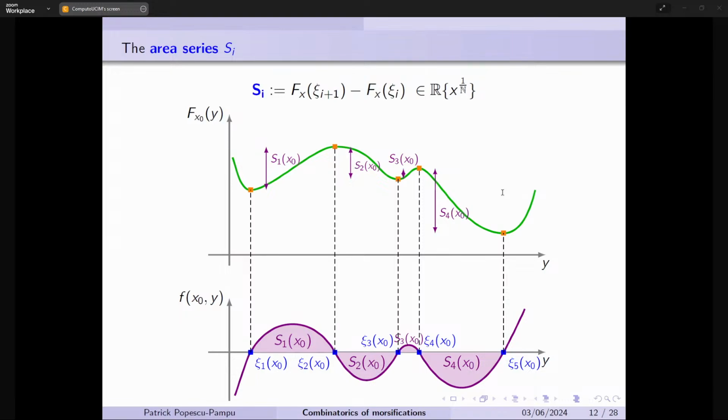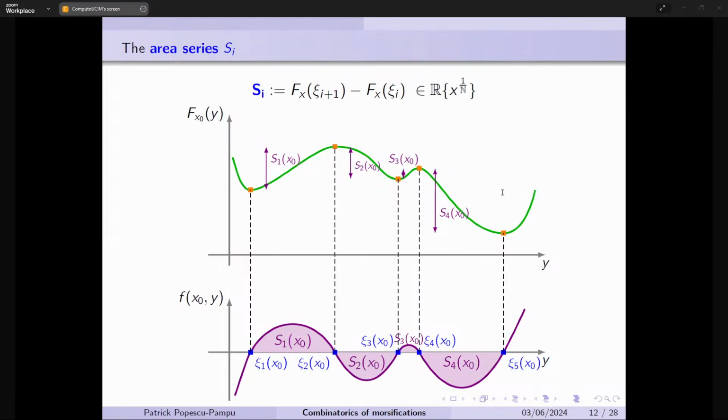So now if we go to the derivative, you see that the critical points correspond to the points where the derivative vanishes. So this difference appears as the difference here as the sum of these areas. This one plus this one plus this one plus this one. And these are alternatively positive and negative. So what we want to determine is, what is the sign of this sum?